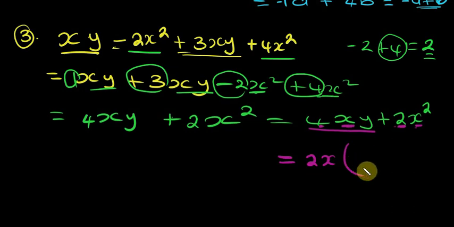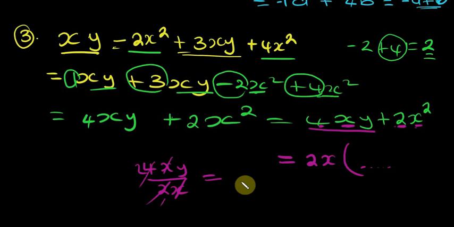So now what are we going to write here? Well, for the first term, we just divide 4xy by 2x. So what we get, x and x will cancel out. 4 divided by 2 is 2, so we'll have 2y. So here we'll just write 2y.